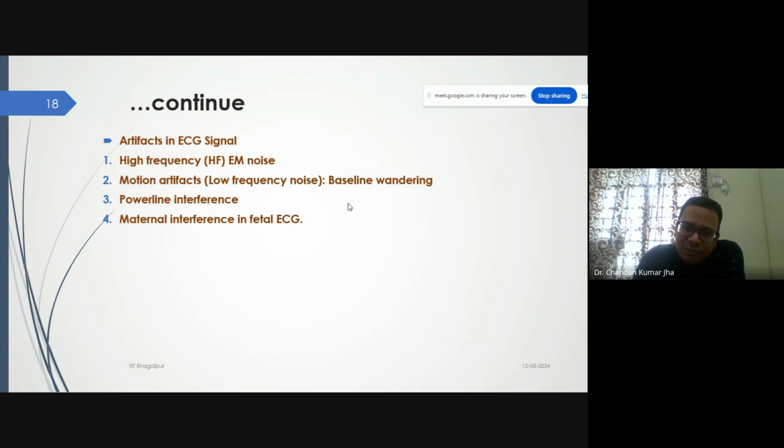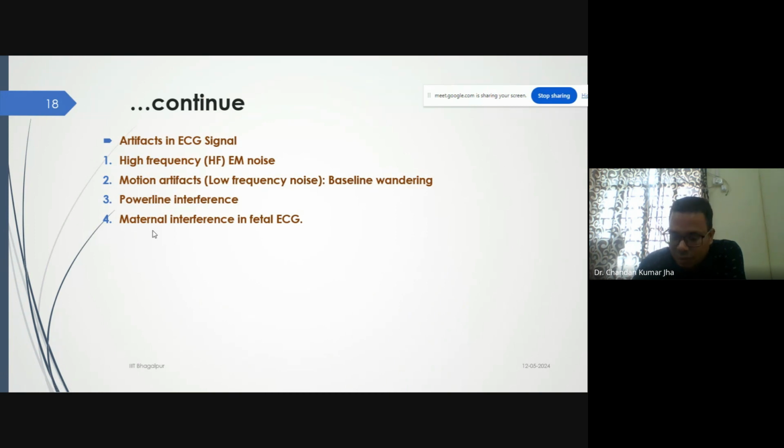After that, maternal interference in fetal ECG. This is a different type of ECG, related to the ECG of the fetus during the pregnancy of a woman. Whenever a woman is pregnant, the heart is also developed in the fetus. If we want to know about the heart of a child in the form of a fetus in the uterus of a woman, and we record it, then that ECG is affected by the ECG of the mother. That's why it is called maternal interference. It affects the morphology of the fetal ECG, so maternal interference is treated as noise.